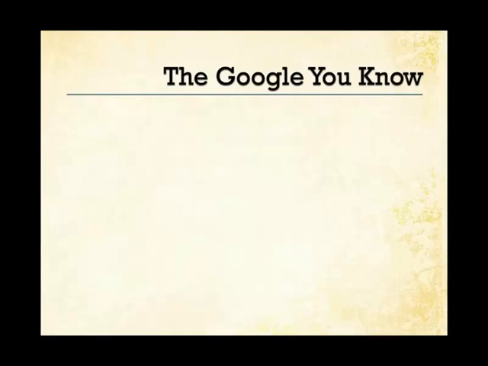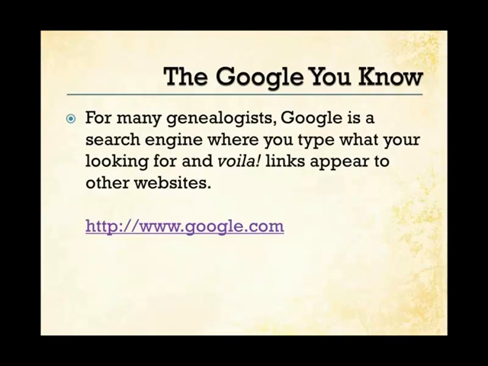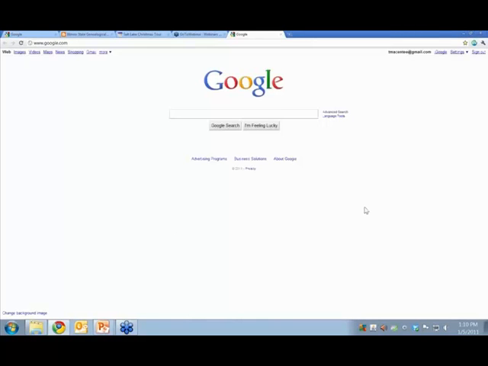The Google you know. Most genealogists, family historians, think of Google as simply a search engine where you type what you want and voila, there it appears, and you go and you click on it. I'm going to click on my link here, and you should be seeing my Google screen right here. One thing that you will notice is, everyone look up here in the upper right-hand corner. You notice that I am logged in.